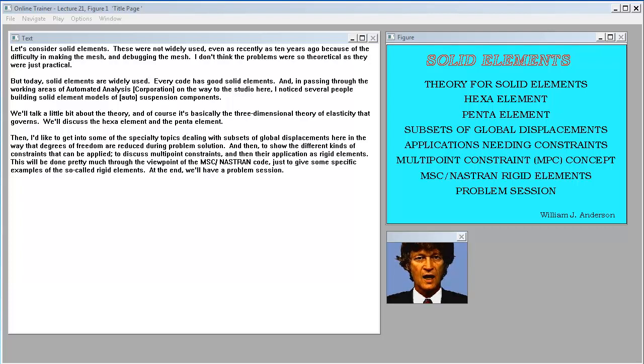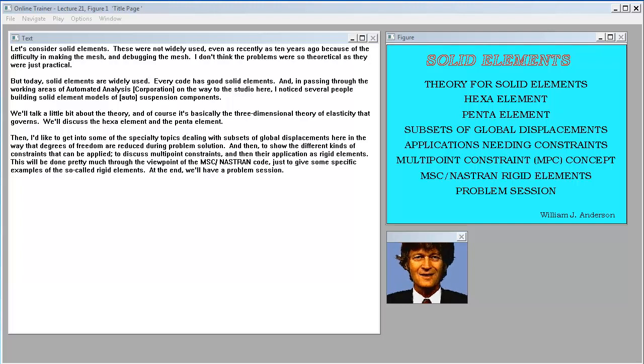Let's consider solid elements. These were not widely used even as recently as 10 years ago because of the difficulty in making the mesh and debugging the mesh. I don't think the problems were so theoretical as they were just practical. But today, solid elements are widely used. Every code has good solid elements.